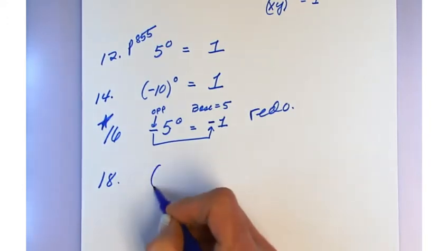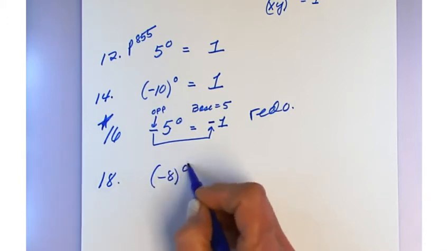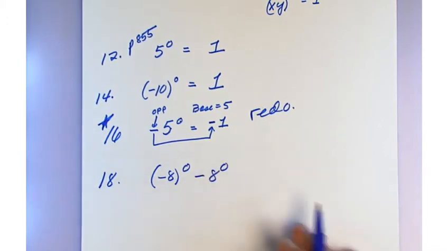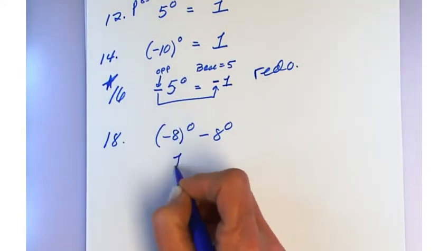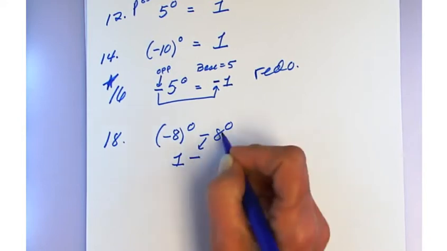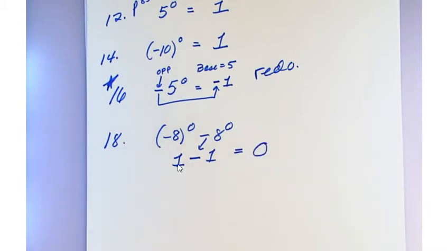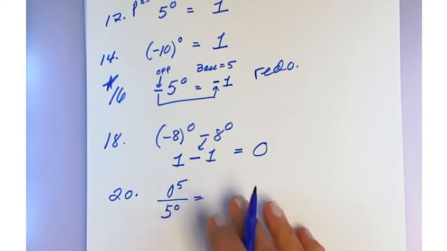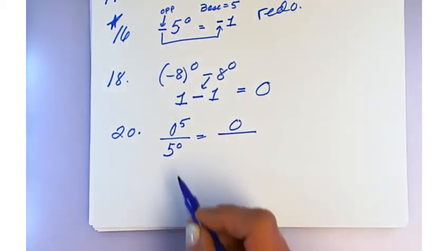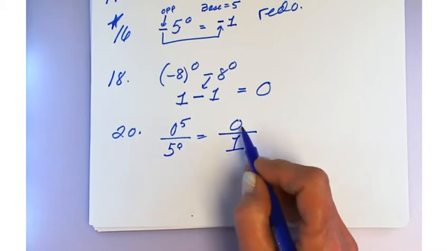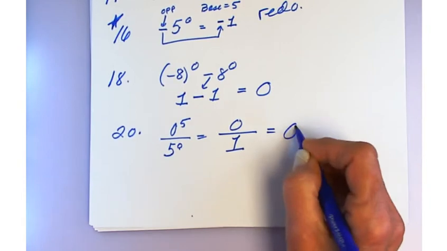18, we have 8 to the 0, minus 8 to the 0. Okay? So no matter what is in here for the base, that's a 1. Bring down your sign of subtraction. 8 to the 0 is 1, and my answer is 0. 20. 0 to the 5 over 5 to the 0. Wow. What's going on here? Well, we know that 0 to any exponent is 0. 5 to the 0 is 1. Can we have 0 in the numerator? Absolutely. And we get a 0 there.